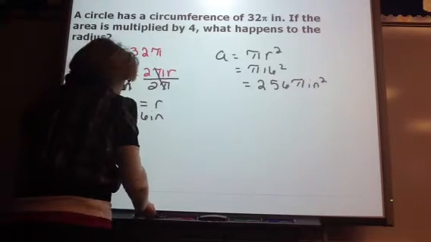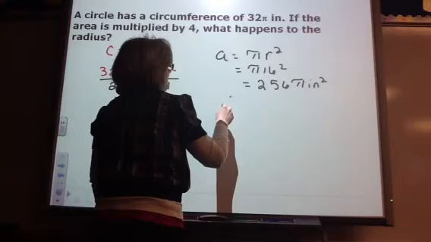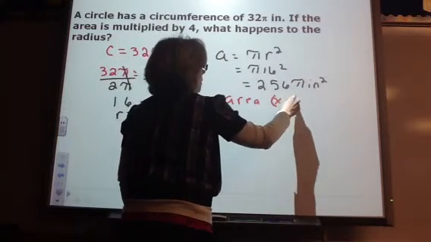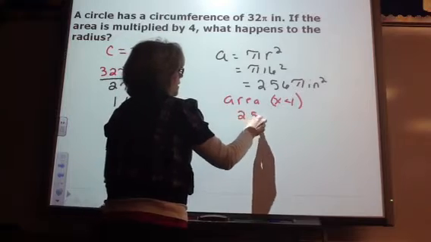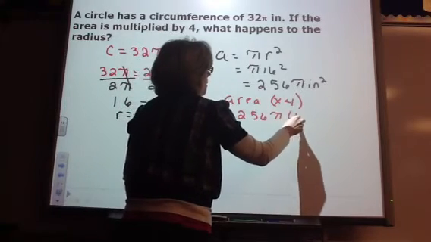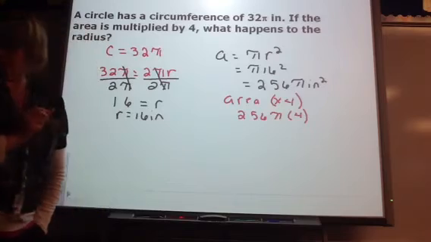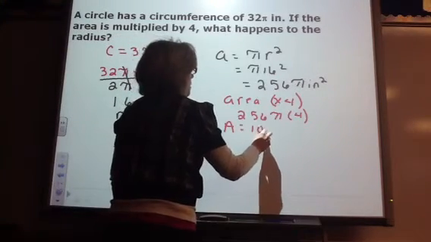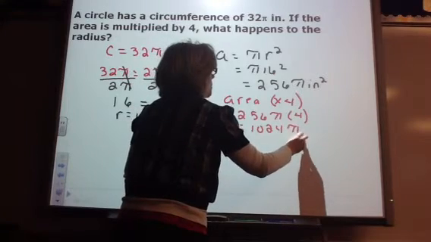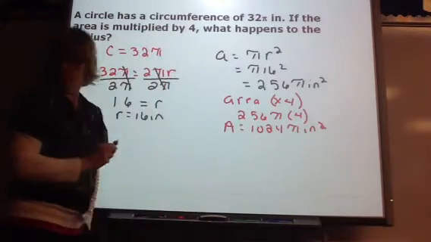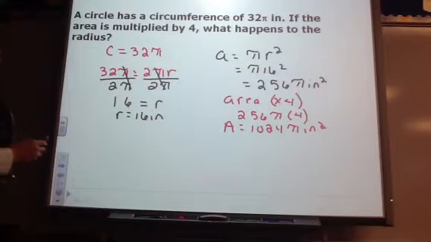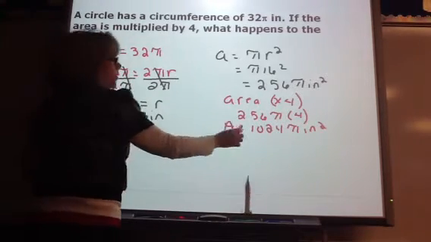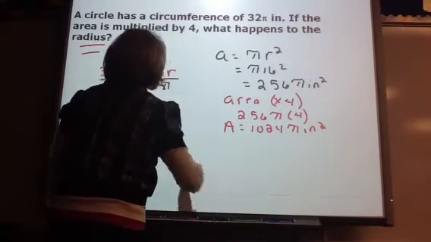Okay, now that we have the area, we need to multiply the area by 4. So we're going to take the 256 pi and multiply it by 4. When we do that, the area equals 1,024 pi inches squared. Well, the question wants us to see how it affects the radius, so now we have to find the radius of this area here.